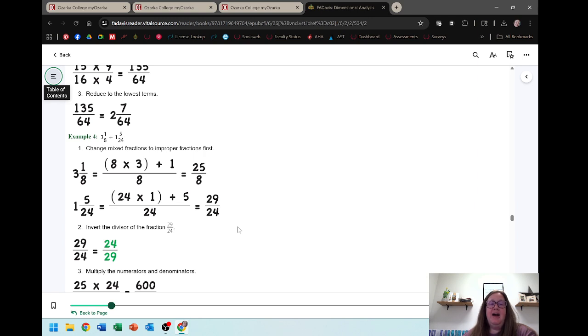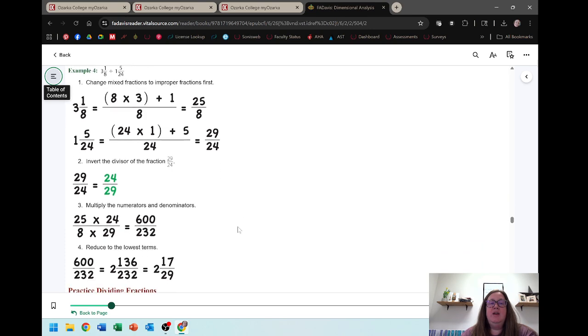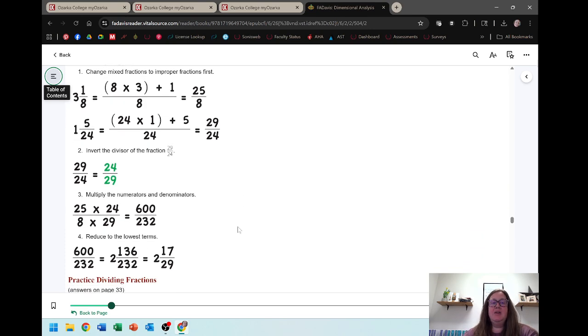25/8 divided by 29/24, right? So in order to divide, we invert and multiply. So that becomes 25/8 times 24 over 29, okay? So 25 times 24 is 600 over 8 times 29, and that is 232.